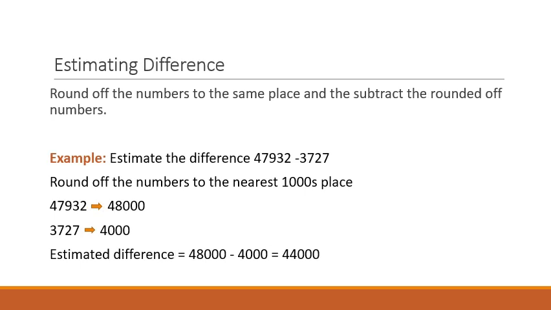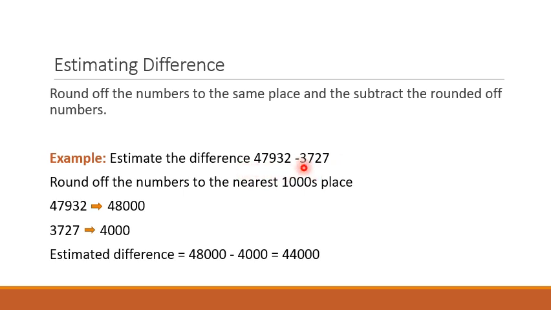Now let's see how to estimate the difference of given two numbers. The process is the same as that of the sum. We have to round off both the numbers to the same place and subtract the rounded off numbers. Let's understand it with an example. Estimate the difference between these two numbers.